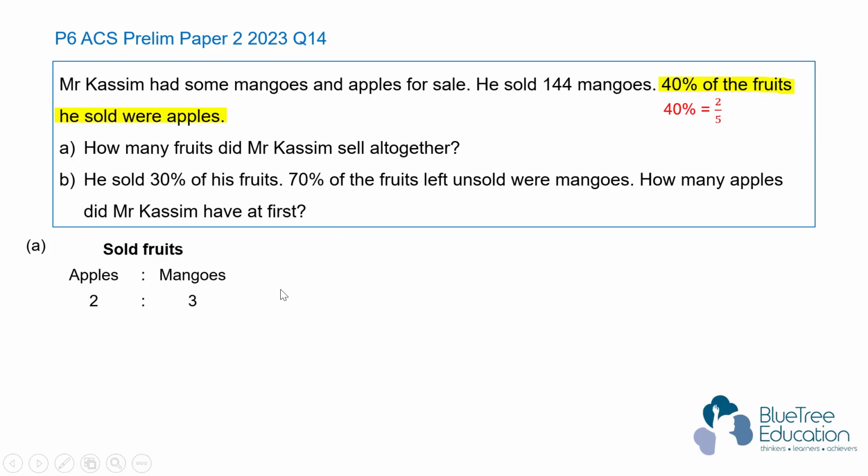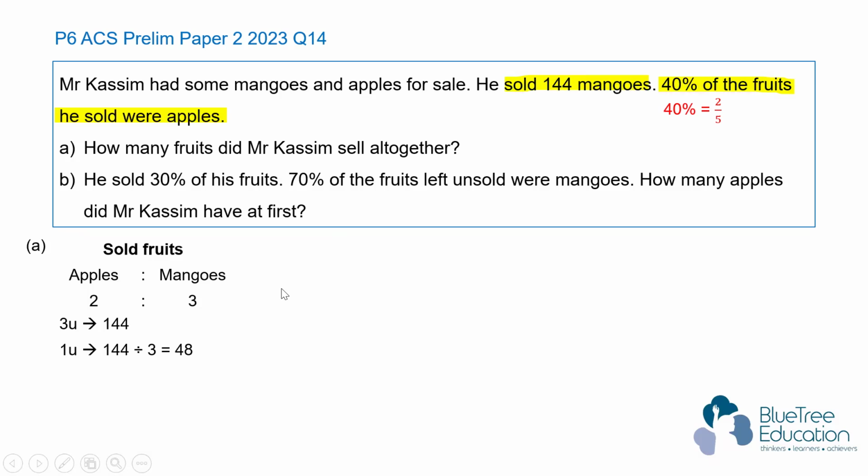And as we know earlier, there is a piece of information about mangoes. We have a total of 144 mangoes sold. This means 3 units is equal to 144. And from here, we can go and find 1 unit, which is 144 divided by 3, making 1 unit to be 48. Now, what exactly are we supposed to find here?